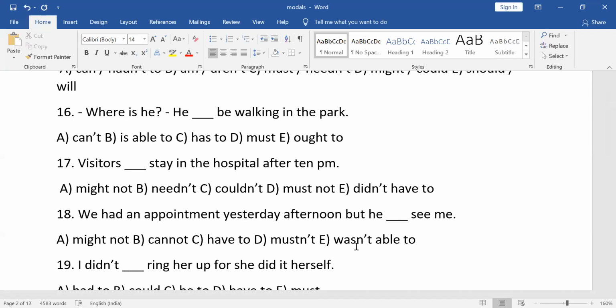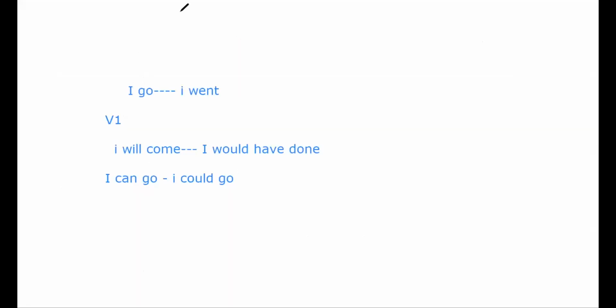Here I will tell you one more point. You have to give me answer for this. I'll give two sentences. In exam, you get like this. When I was young, I could swim for 2 hours.